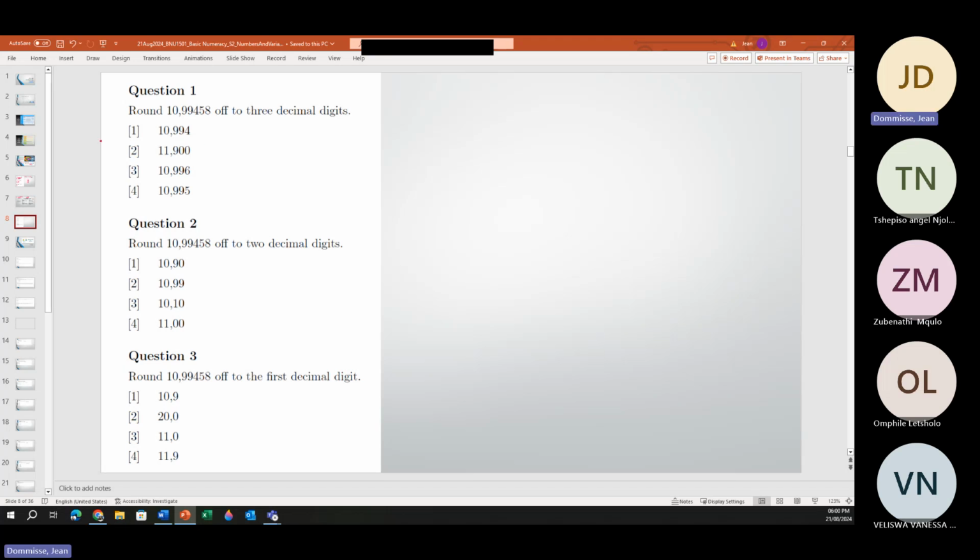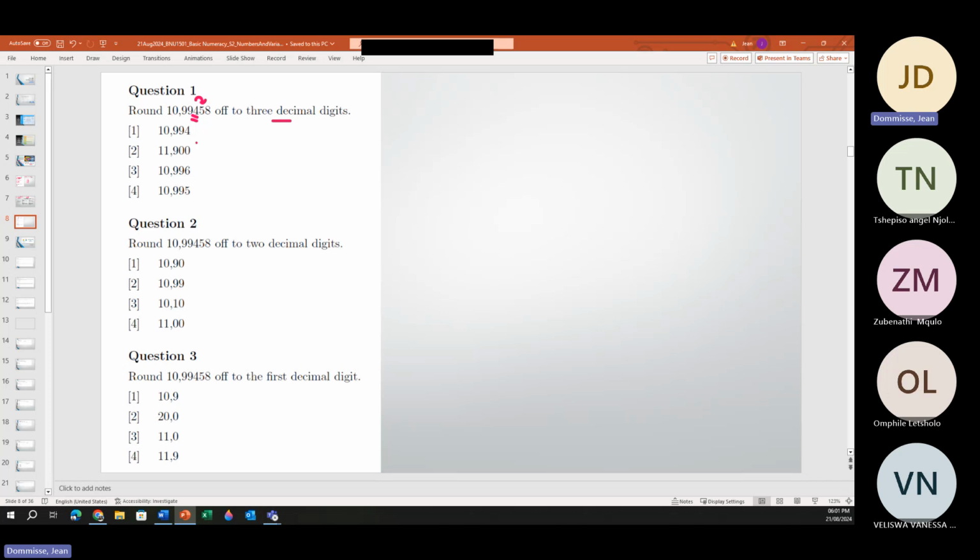Okay, so let's look at question 1. Round this off to 3 decimals. What we've seen from the process is we need to round off to 3 decimals, so we will look at that third decimal. We will look at the number to the right of it. If it is 5 or above, we will round up the 4. We will add 1, so that will become 5.